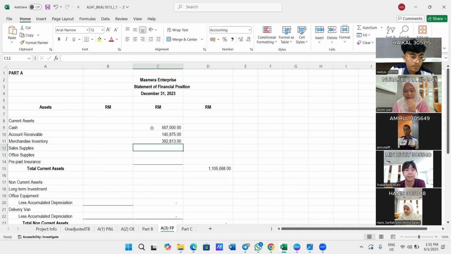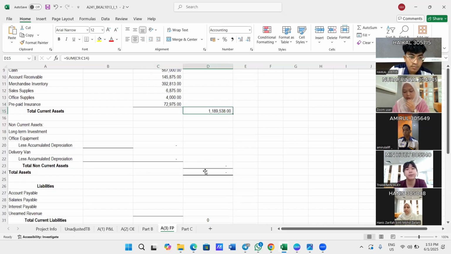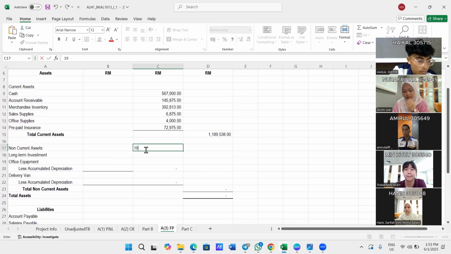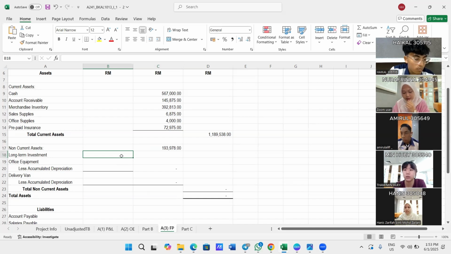So the next one, sales supplies. The amount is 6,875. Then office supplies, 4,000. The last one, prepaid insurance, 72,975. The total of current asset is 1,189,538. Okay, so the next one, non-current asset. First item is long-term investment. The amount is 193,978.